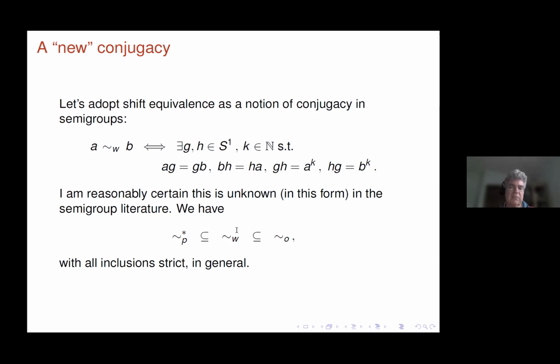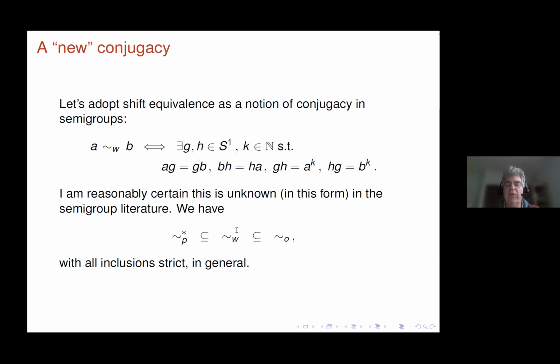Now, having done my homework on this, I'm reasonably certain that this particular notion of conjugacy has never been seen in the semigroup literature. But of course, you don't want to just introduce notions of conjugacy at random. So a question is, does this actually mean anything, and is it interesting? It turns out the answer is yes, somewhat surprisingly.